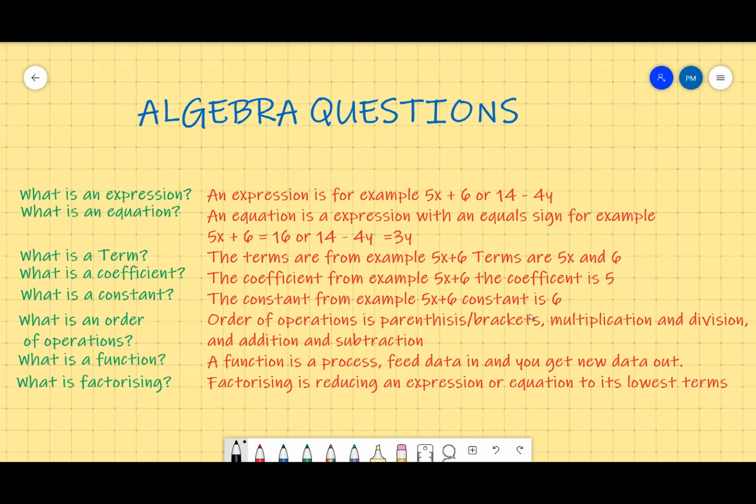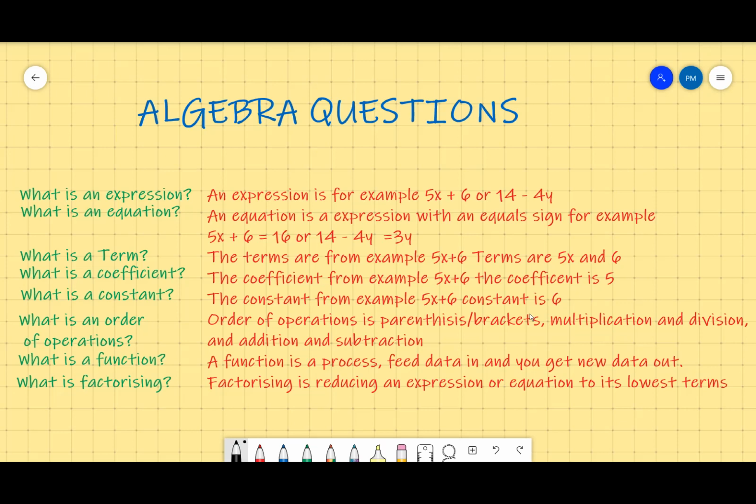Constants. A constant is something that doesn't change. And something that doesn't change has to be a number because the number will stay constant. So a constant from the example 5x plus 6, the constant is 6. It is that simple. Do not panic about the words. These are not difficult. So let's look at the order of operations.